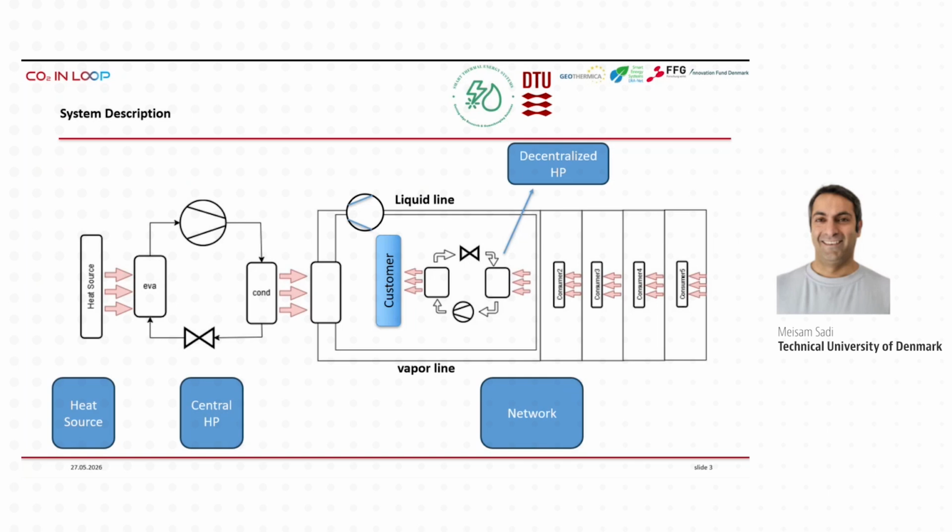The heat flow is defined as follows: the heat is absorbed from the heat source, then the centralized heat pump upgrades it to a higher temperature at the network temperature level. Then the heat is delivered to the network and transferred to the endpoint, where the decentralized heat pumps receive the heat, upgrade it again to a higher temperature, and then deliver it to the end user.